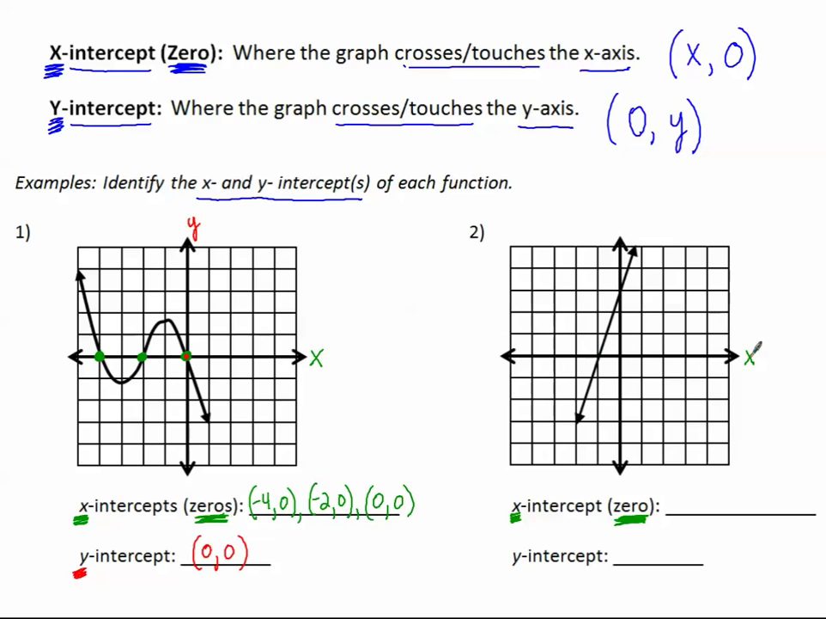Here's the x-axis. Where does it cross the x-axis? Here at -1, comma 0. That's the only one in this graph. Now the y-intercepts. Here's the y-axis. Where does it cross the y-axis? There at 0, 3. See how the x-intercept has a 0 after the x value and the y-intercept has a 0 before the y value?